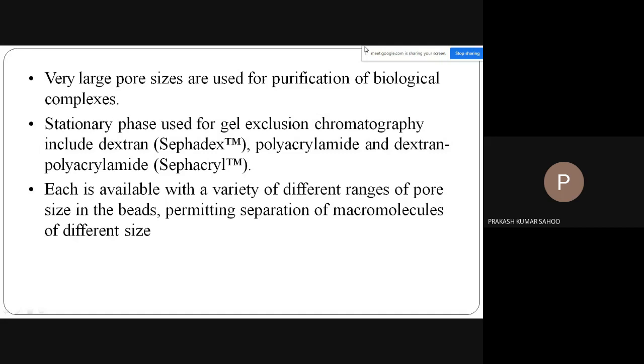So the stationary phases used for gel exclusion chromatography: the trade name is Sephadex, that is dextran, then polyacrylamide, and Sephacryl, a trademark of dextran polyacrylamide. Each is available with a variety of different ranges of pore sizes in the bead, permitting separation of macromolecules of different sizes.